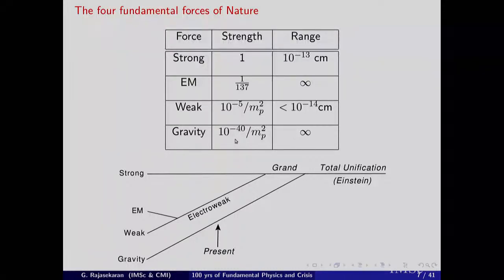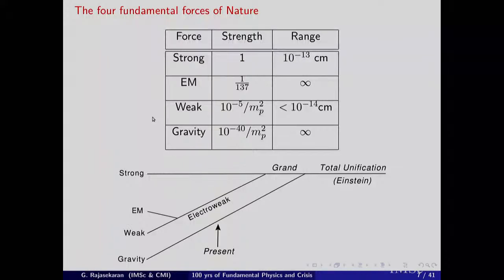Electromagnetism, although it is stronger than gravity, can be made zero by having an equal number of positive and negative charges, because electromagnetism has both attraction and repulsion. But gravity is always attractive, and hence more mass, more attraction. So you go on adding masses, and all astronomical bodies have huge masses, and that compensates for this 10 power minus 40.